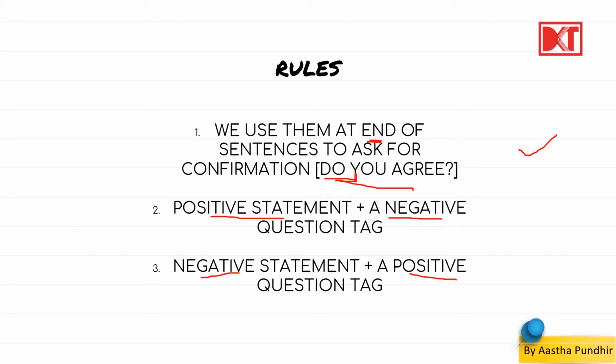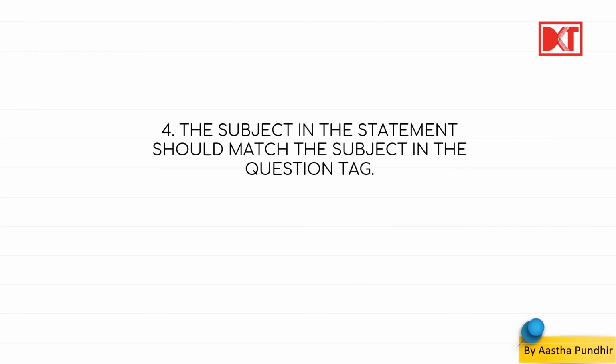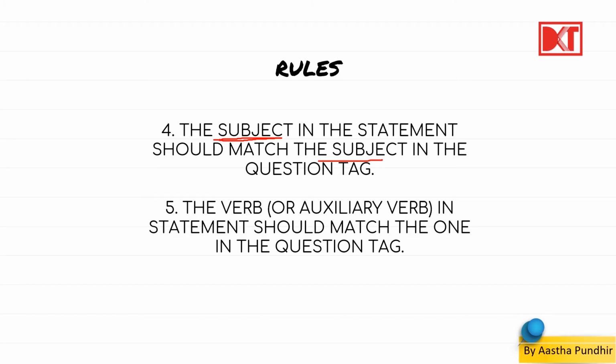Then for a positive statement, we use a negative question tag, and for a negative statement, we use a positive question tag. Alright. Now another rule says the subject in the statement should match the subject in the question tag. So whatever the subject is in the statement, whichever statement we are given, negative or positive, accordingly that subject should match the subject in the question tag. Alright. And here the verb or the auxiliary verb in the statement should match the one in the question tag. So again the same thing, that the subject as well as the verb should match their counterparts in the question tag. Okay. In the statement and the question tag both, we should use the same verb and same subject. These are the basic fundamentals for forming the correct question tag.